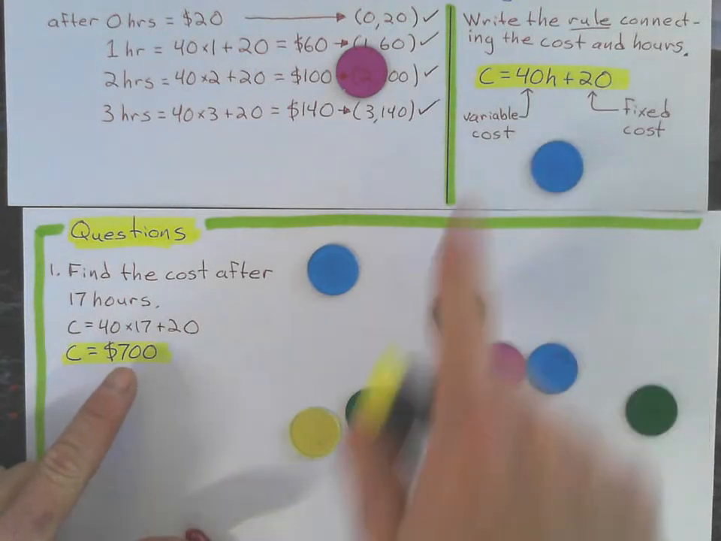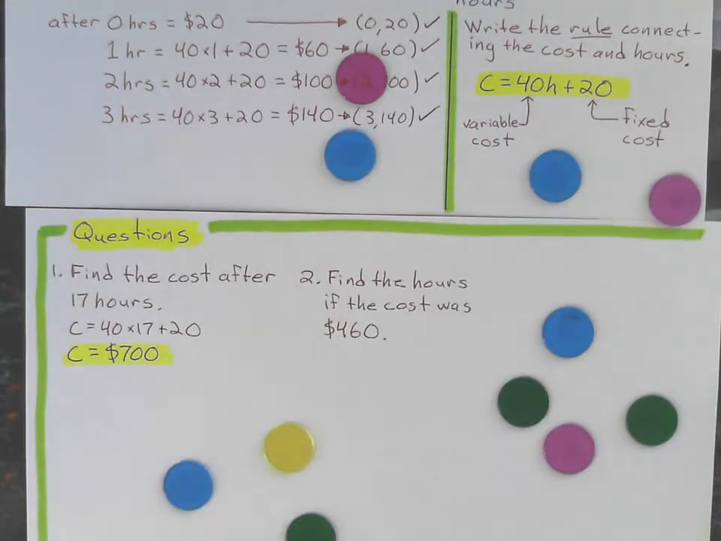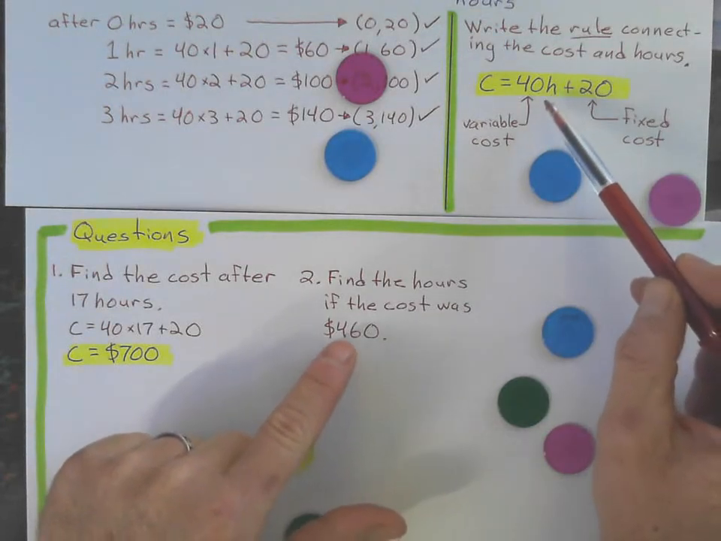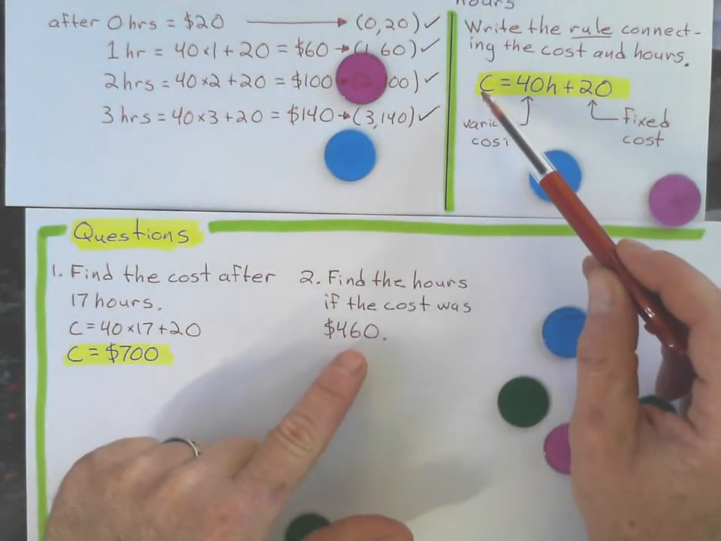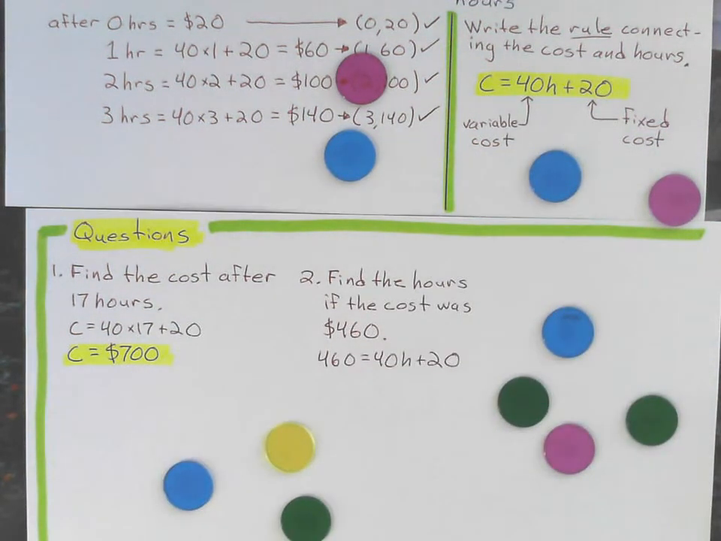Pretty big bill. What if the question's the other way around? What if I give you the cost and you have to find the number of hours? Alright, so let's find the number of hours if the cost was 460. Well, what I do is, instead of substituting in for H, I just substitute 460 in for the cost and solve for H. So we set it up like that.